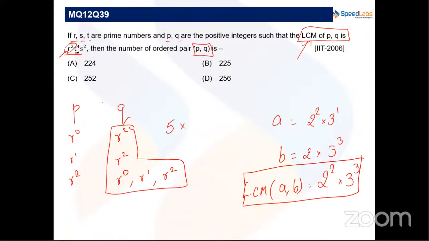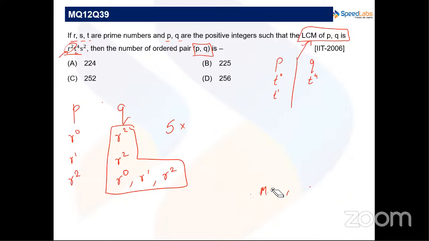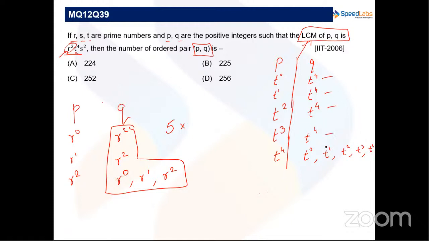Similarly, if we look for T, then T to the power 4 we are having, then P, Q. If we are having T to the power 0 here, then there should be T to the power 4 in Q. T to the power 1 here, then it should be T to the power 4 in Q. If we are having T to the power 2 here, then again T to the power 4 should be there, 3, then T to the power 4 should be there. And if we are having T to the power 4 in P, then we are having all the options T to the power 0, 1, 2, 3, 4. So how many options? 1, 2, 3, 4, 5, 6, 7, 8, 9. So we are having 9 options for T.